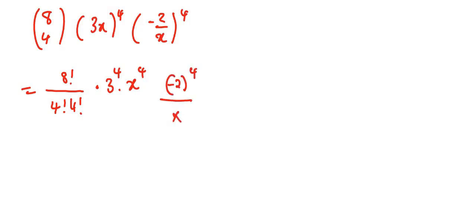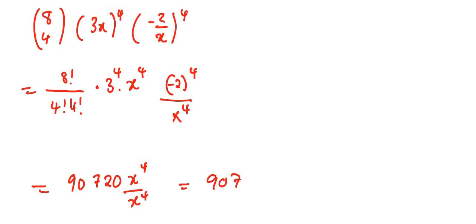Then you're having x to the power 4. This is just going to give us 8 choose 4, and then times 81, which is 3 to the power 4, then times your 2 to the power 4, which is just the same as 16. You have x to the power 4 and another x to the power 4 down. So this will just end up being 90,720. So this is the fifth term that we're supposed to get.